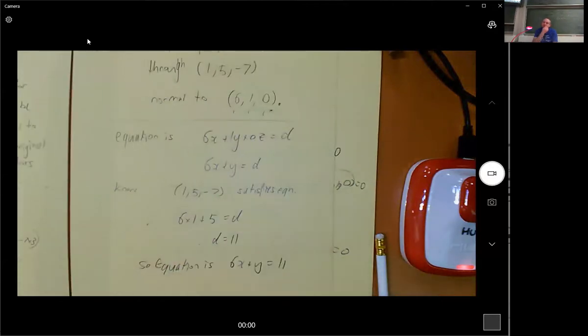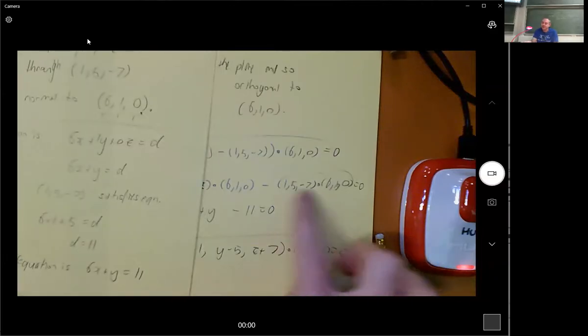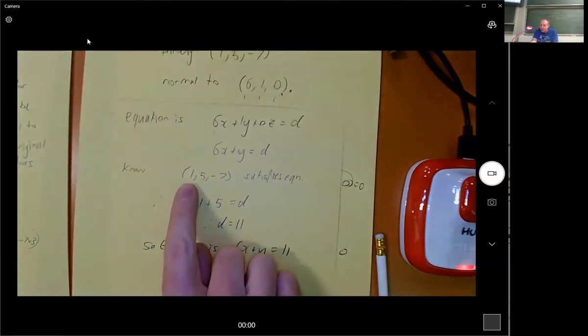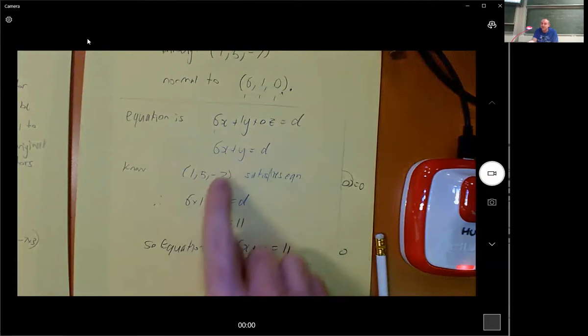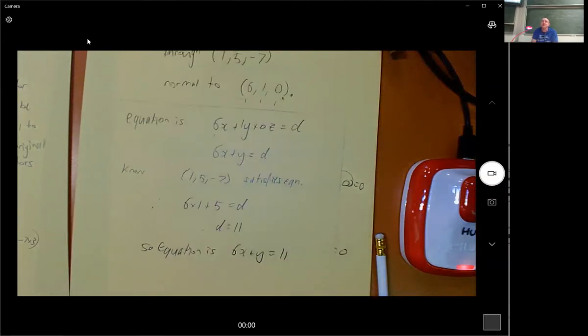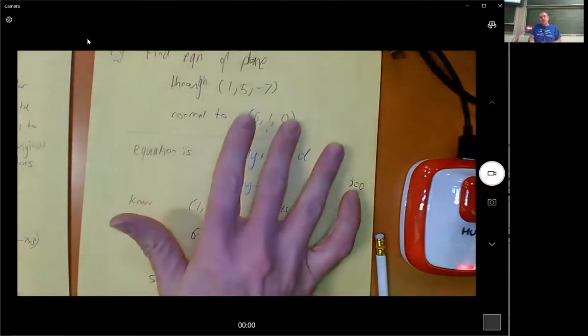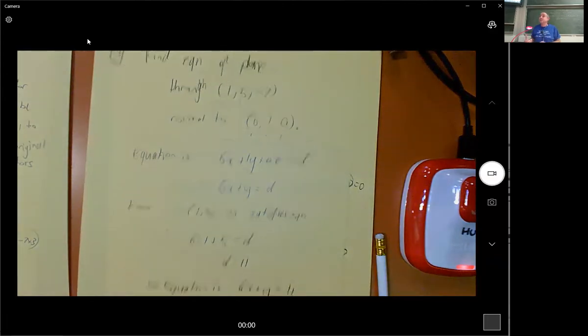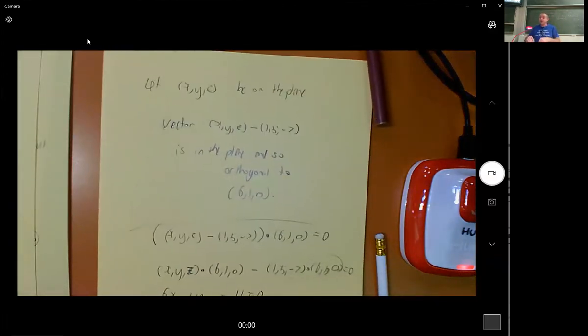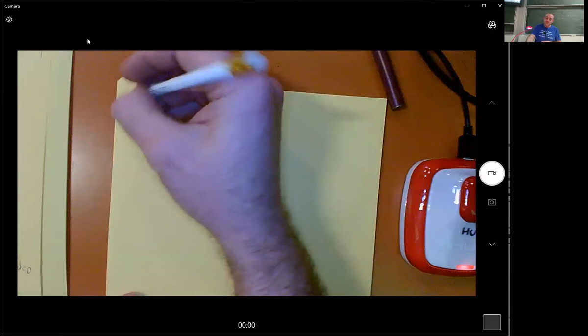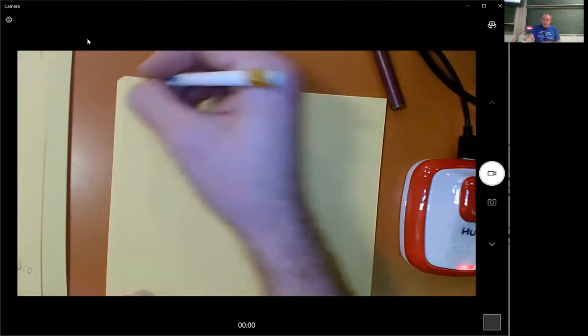I prefer this version. It makes sense to me. But all the calculations are actually the same. So this dot product here is the same as 1 times 6 plus 5 times 1 plus minus 7 times 0. It's the same thing as subbing it into the equation. So it's all the same thing. You pick whichever makes the most sense to you. If you don't already have the normal vector, you're going to have to create it. And so I'm going to stop in a minute.